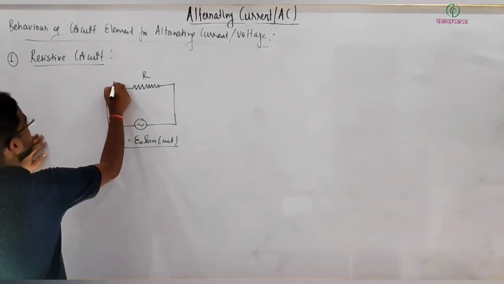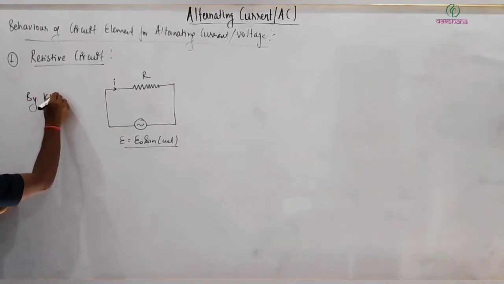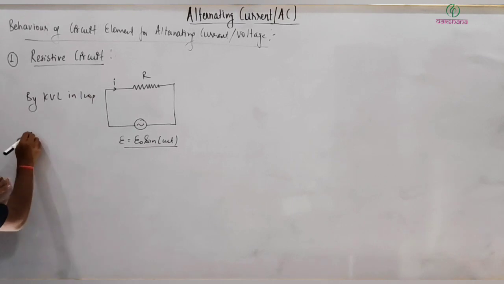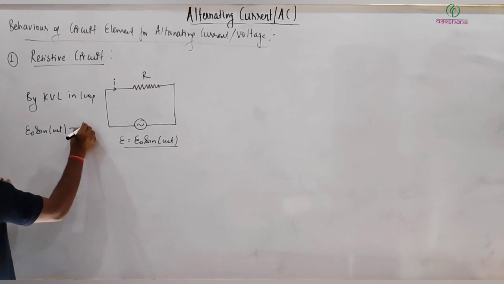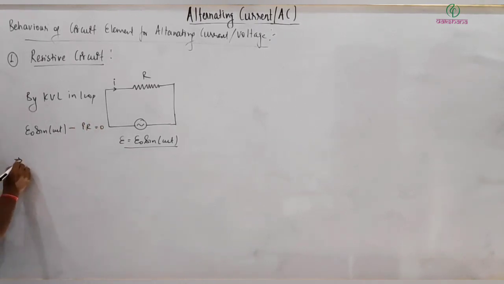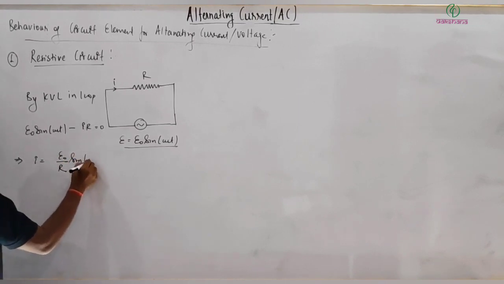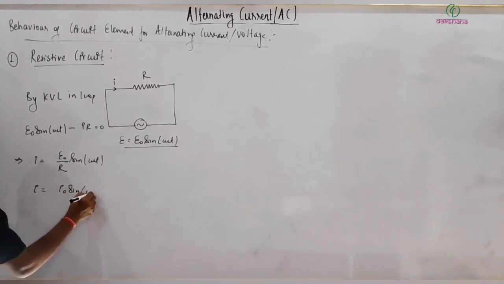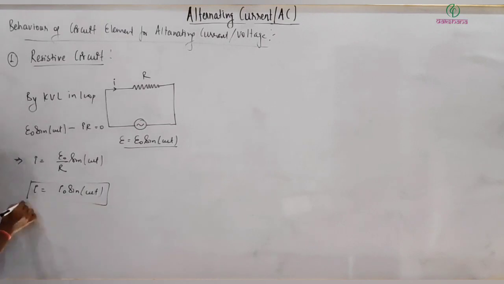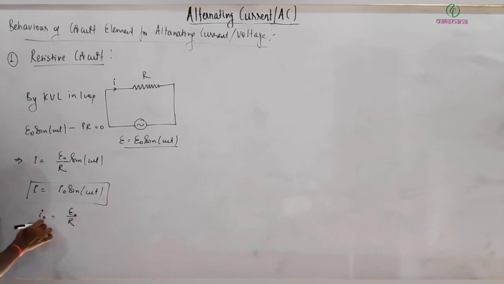So let's say I is the current flowing in this circuit. Then by KVL in the loop, what can I write? I can write E0 sine of omega t minus IR equal to 0. This implies I is equal to E0 by R sine of omega t, and I can be written as I0 sine of omega t, where I0 is the peak value, that is E0 divided by R, where R is the resistance.